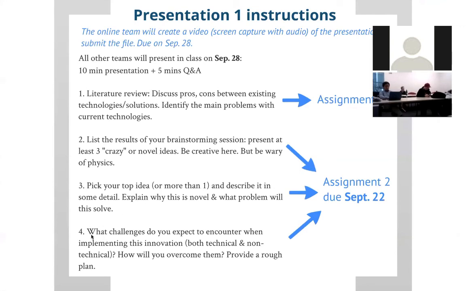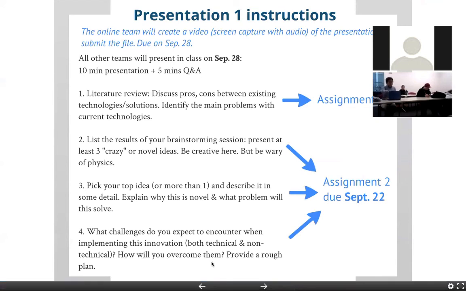And number 4 is to think ahead a little bit. If this is the idea that you're going to implement, what challenges do you expect to encounter when implementing this innovation? Think from both a technical and non-technical manner. Of course, technical will be easy for you, I think, and it's important. But non-technical is also important. It's a little bit harder, so you should start thinking about it. And think about how you will overcome these challenges, and provide a rough plan. Like how would you bring your idea into the world? All of these are a part of assignment 2 as well.